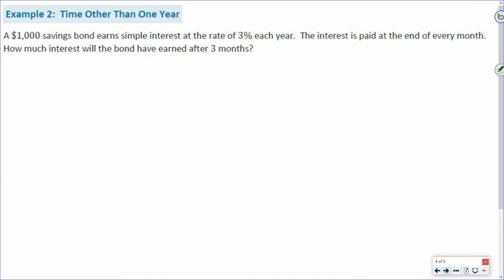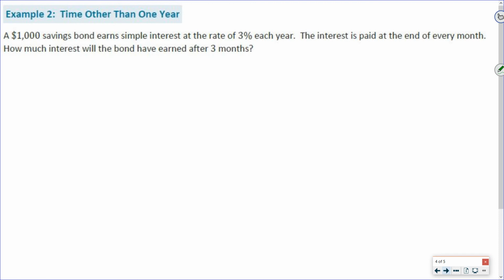All right, so now I've got a $1,000 savings bond that earns simple interest at the rate of 3% each year. The interest is paid at the end of every month. How much interest will the bond have after 3 months? Okay, so now we're looking at a situation where we no longer have years given to us. Now we got time. Well, time provides us a different scenario.